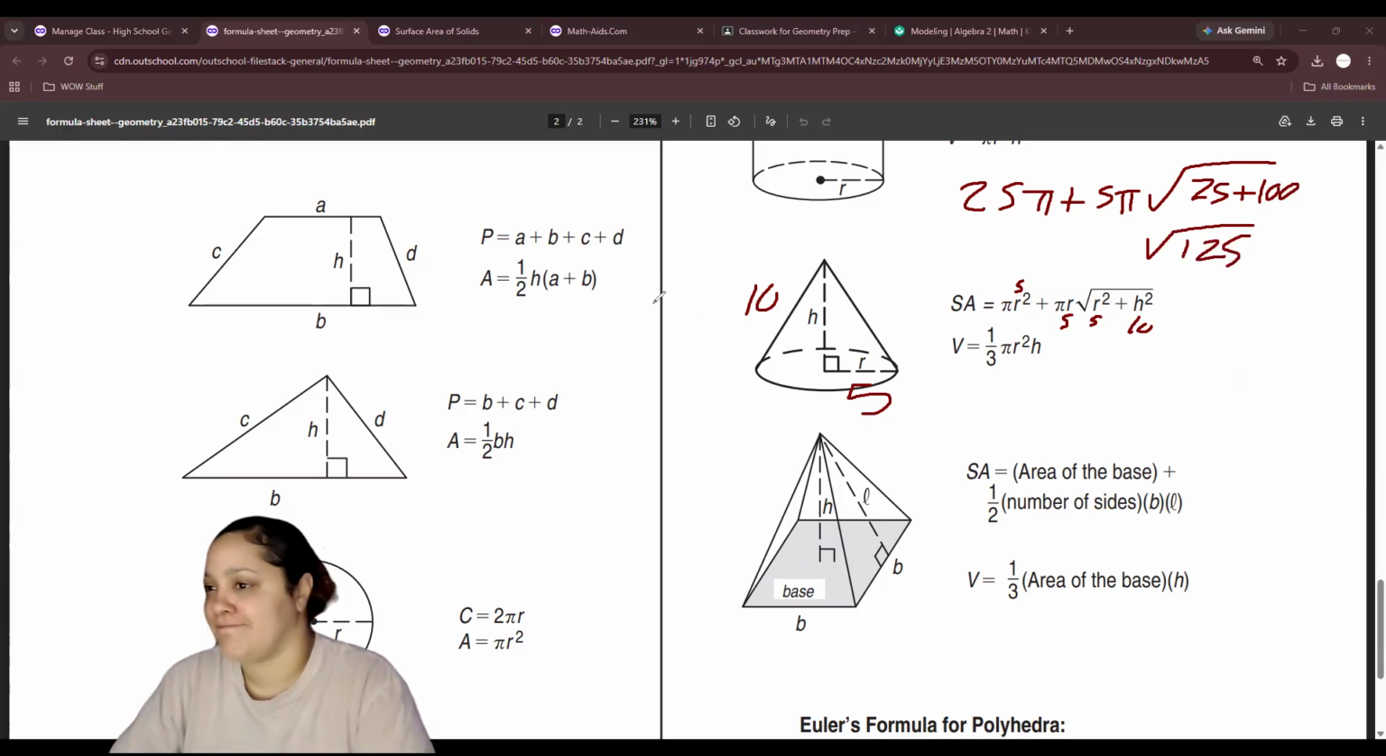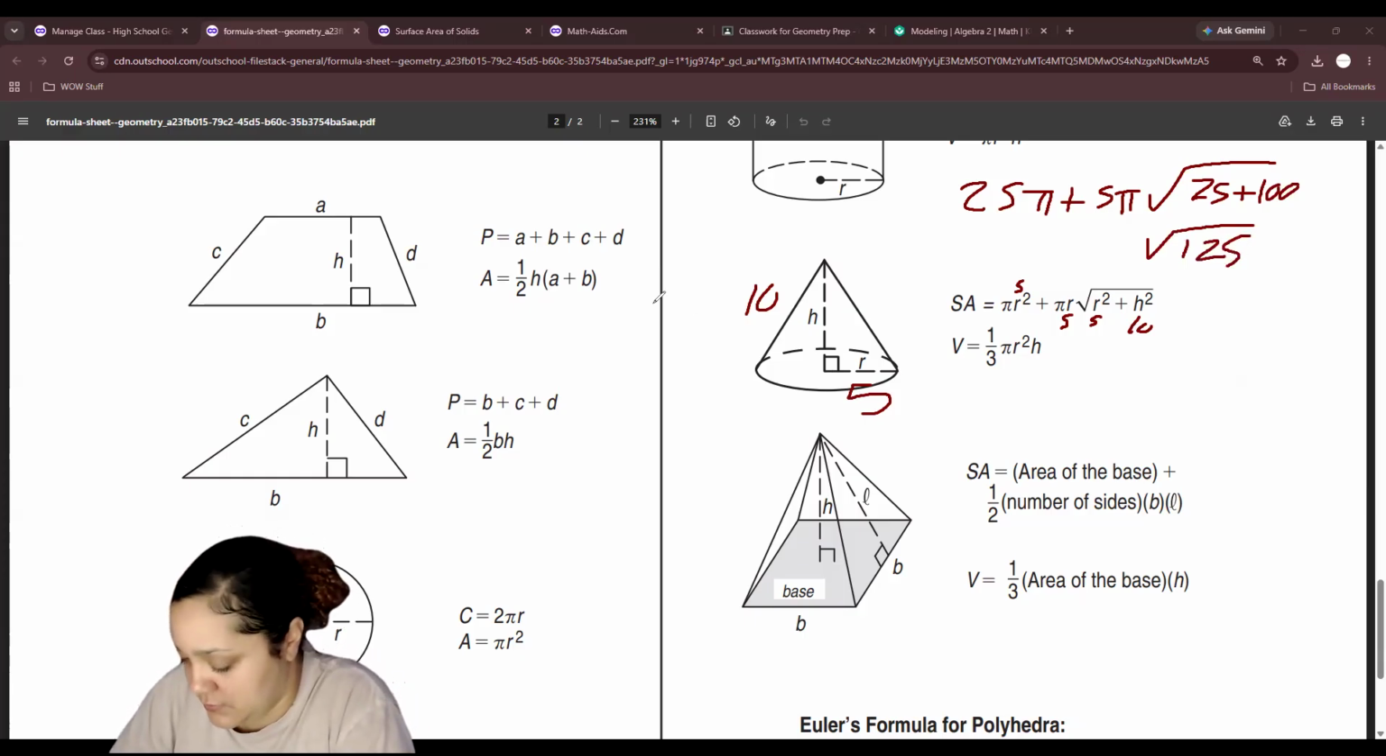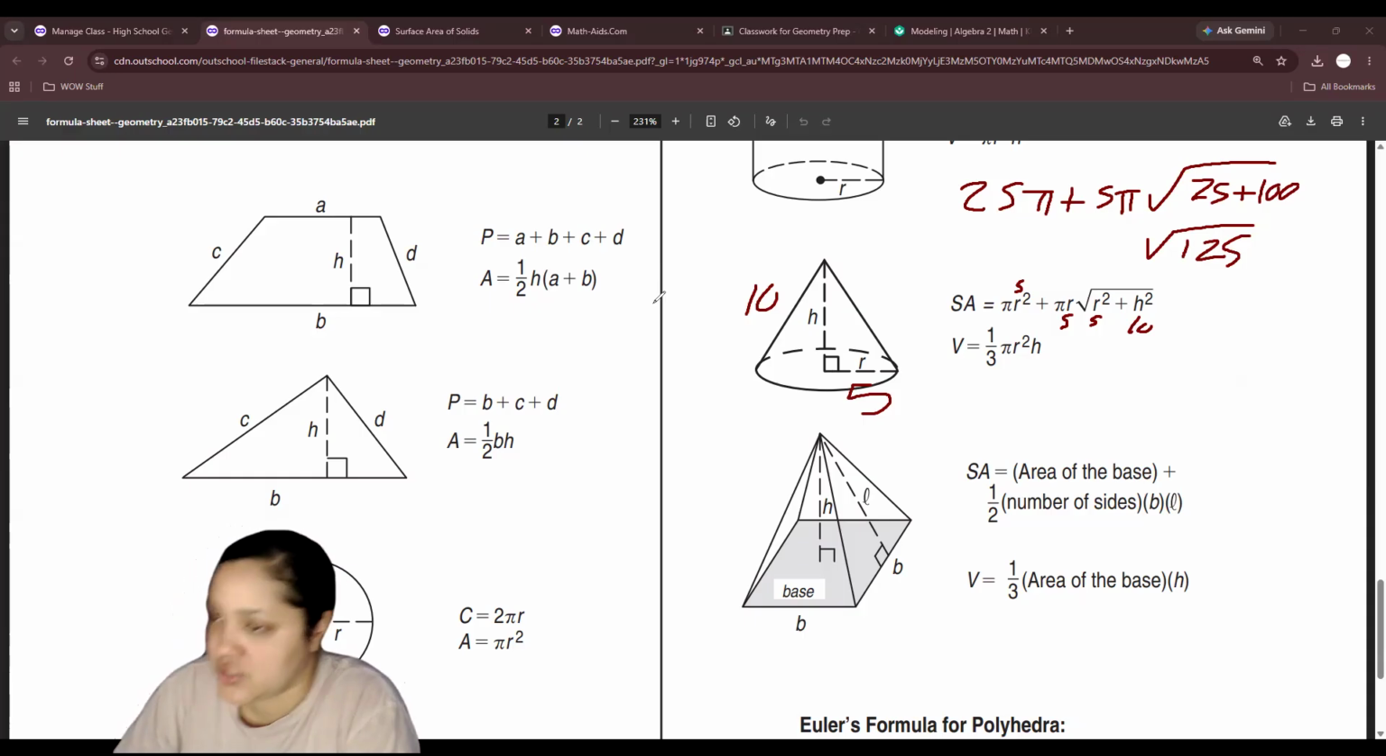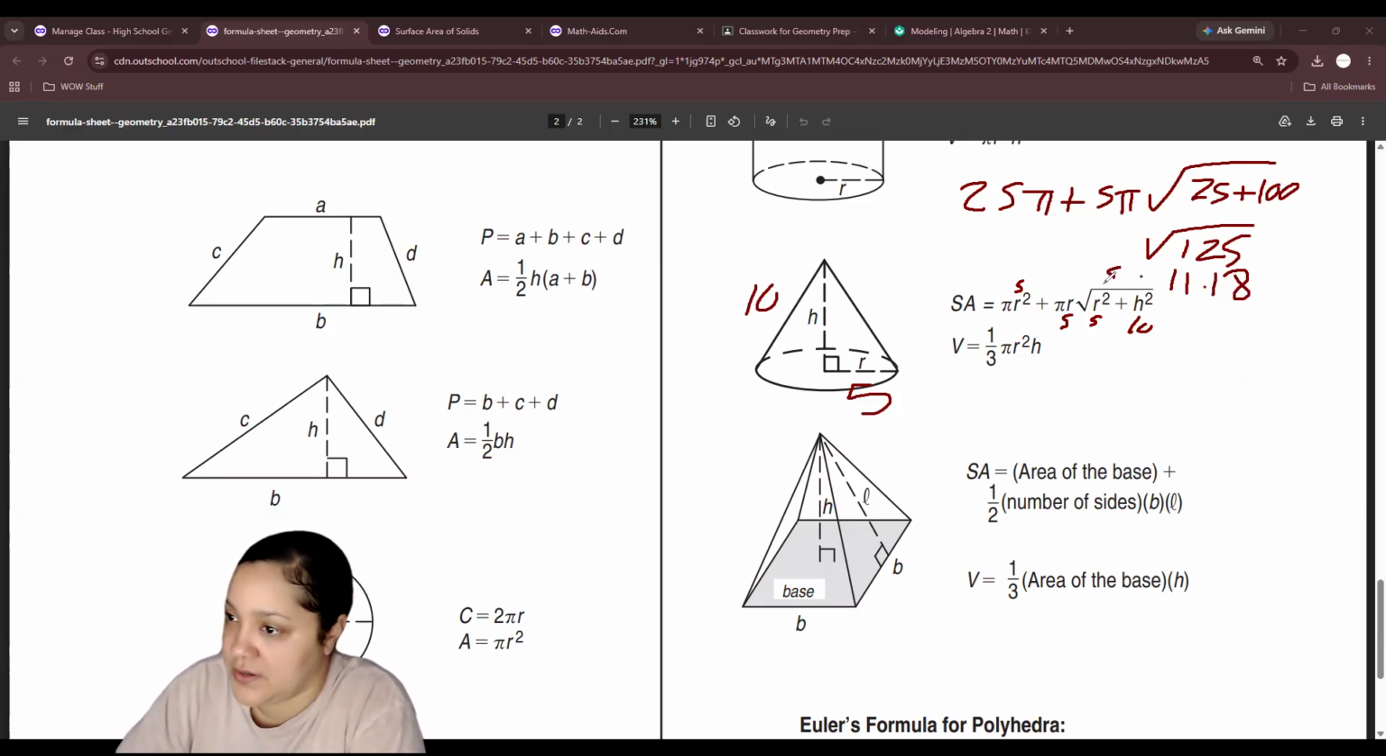Let me try to, I should probably make that a more equal number. It's okay. Let's just leave it. Let's just put this all as a decimal. All right, so then this would be equivalent to about 11.18. Let's just multiply that times 5 pi, right? And then let's add that with the 25 pi.